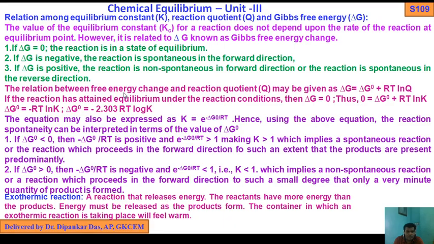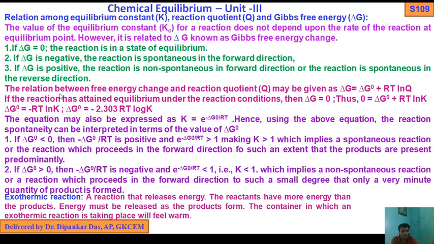The relation between free energy change and reaction quotient may be given as ΔG equals ΔG0 plus RT ln Q. If the reaction has attained equilibrium under the reaction conditions, then ΔG equals 0, thus 0 equals ΔG0 plus RT ln K. So ΔG0 equals minus RT ln K. Converting into logarithm, ΔG0 equals minus 2.303 RT log K.